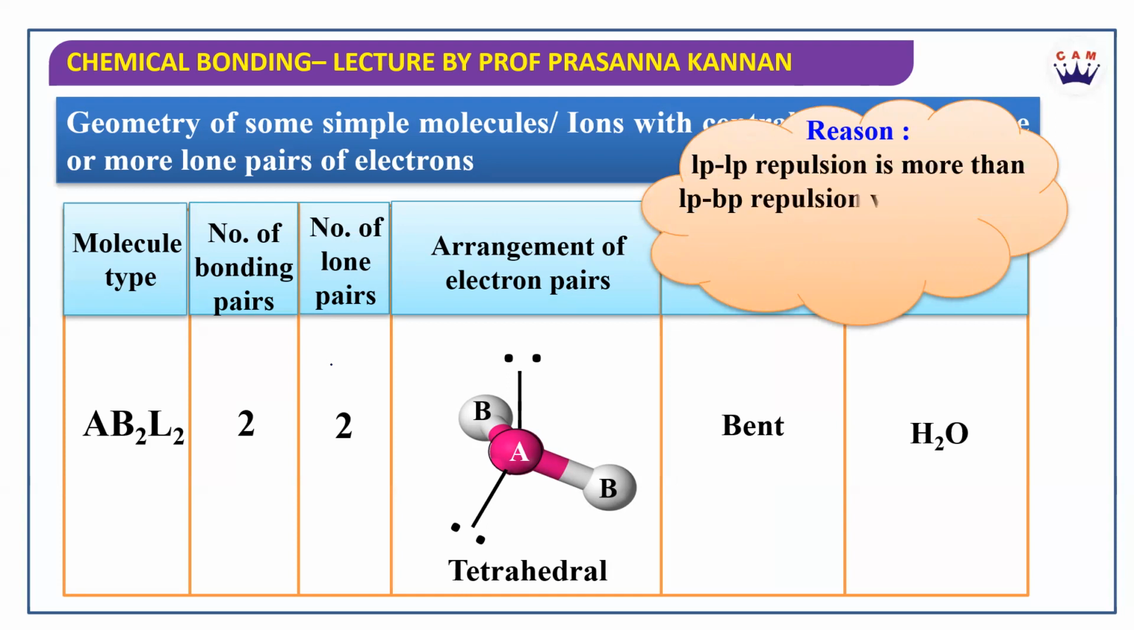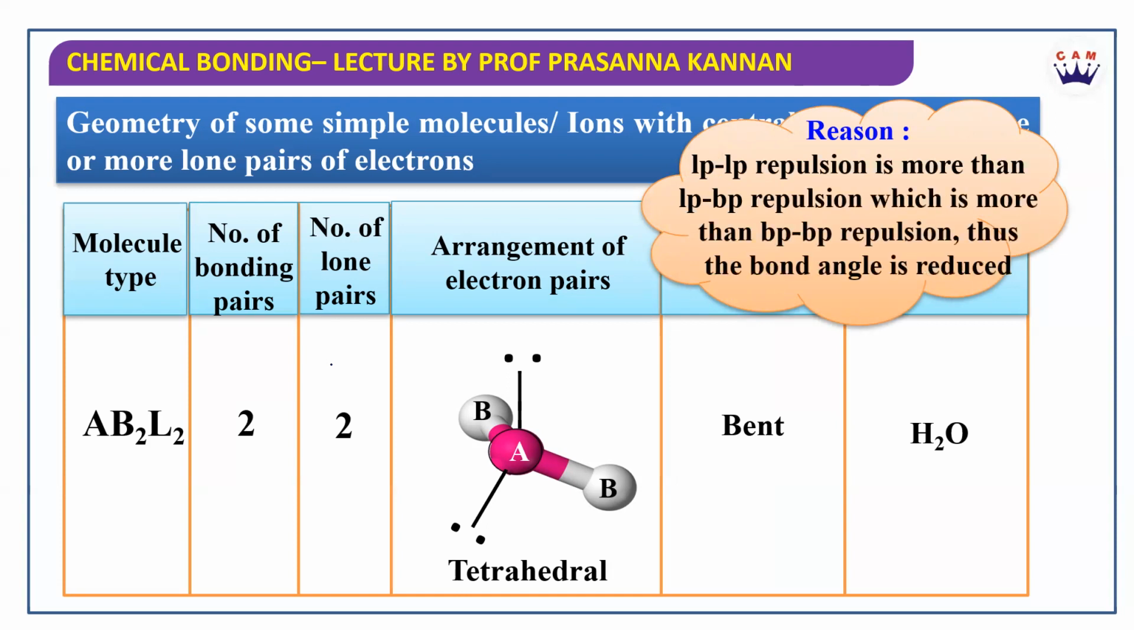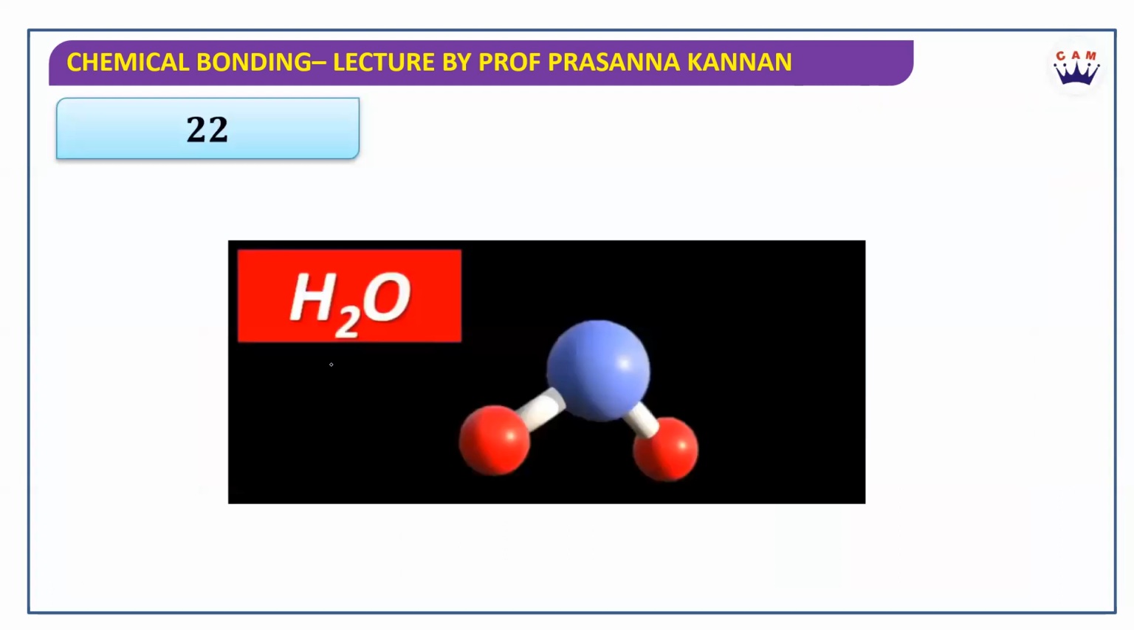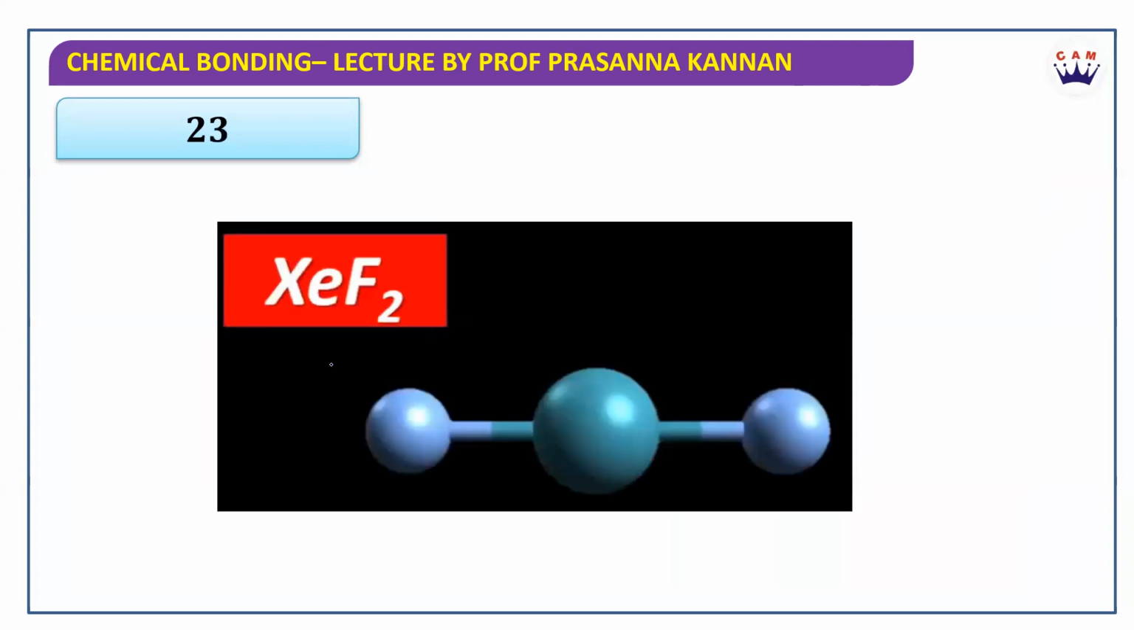Reason: lone pair-lone pair repulsion is much more than lone pair-bond pair repulsion, which is much more than bond pair-bond pair repulsion. Because of this, the bond angle is still reduced. It's around 104 degrees. Okay? Example: water. 2 bond pairs, 2 lone pairs. The next one, I don't think we have it in the table, but it's additional information. So 2, 3. What is 2, 3? 2 bond pairs and 3 lone pairs we are going to have. Clear? So we are going to have 3 lone pairs.